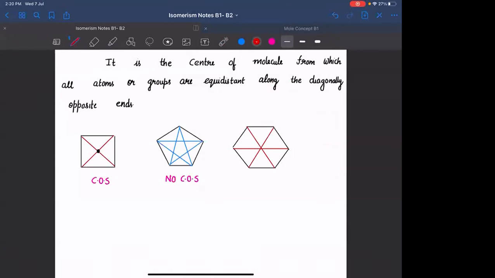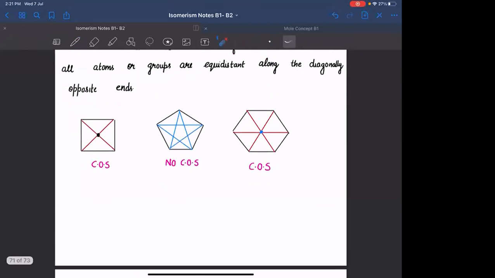Okay, all these diagonals, are they intersecting at a common point? Yes. So this particular geometry will be having a center of symmetry. I need to check for the center of symmetry in 6-membered compounds. I need to check for the center of symmetry in case of 4-membered compounds. I need not check for the center of symmetry in case of 5-membered compounds. In 7-membered compounds also the diagonals won't be meeting at a common point, so there also there is no need to check for the center of symmetry. Clear? Okay.